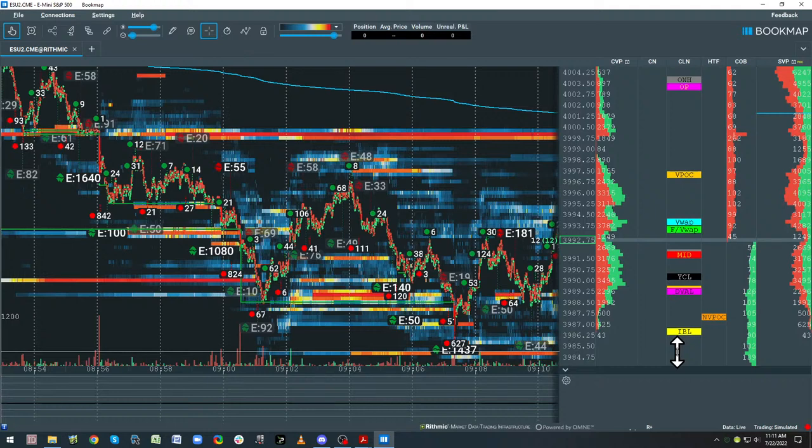But it's the fractal nature. So you're going to see the auction in all time frames, but we're staying in a little higher time frame right now. So this is called the naked volume point of control. It was where the most volume traded yesterday.